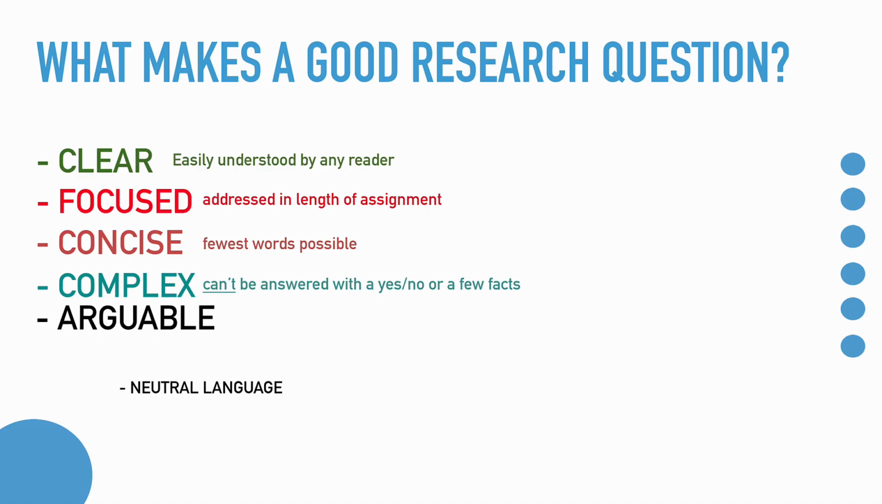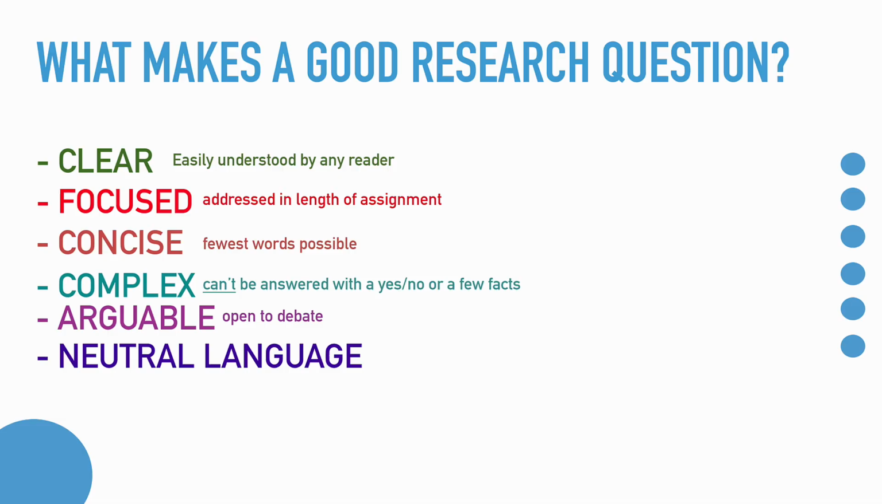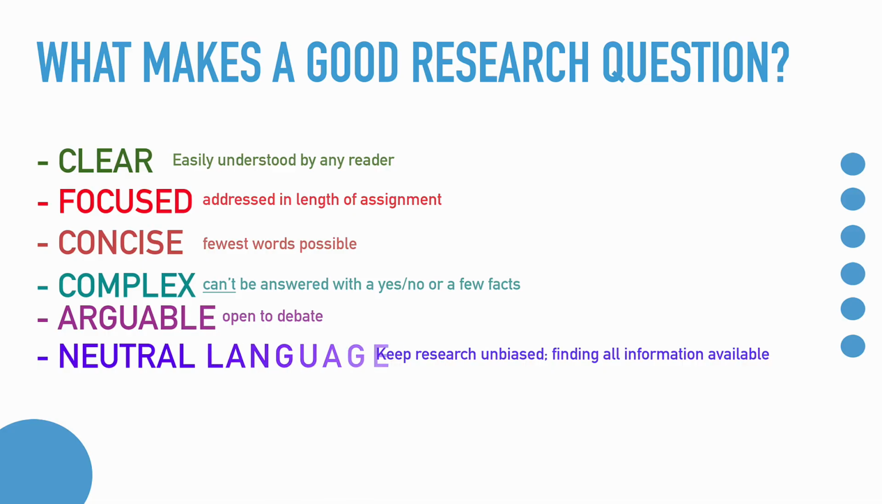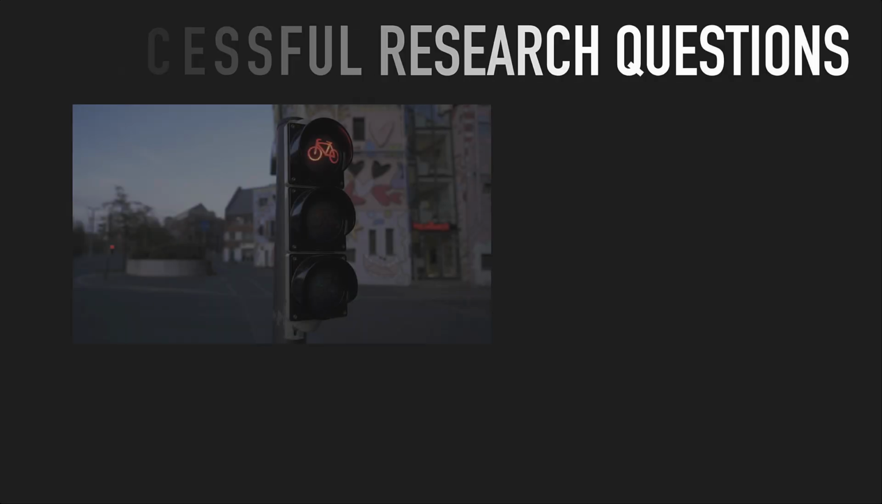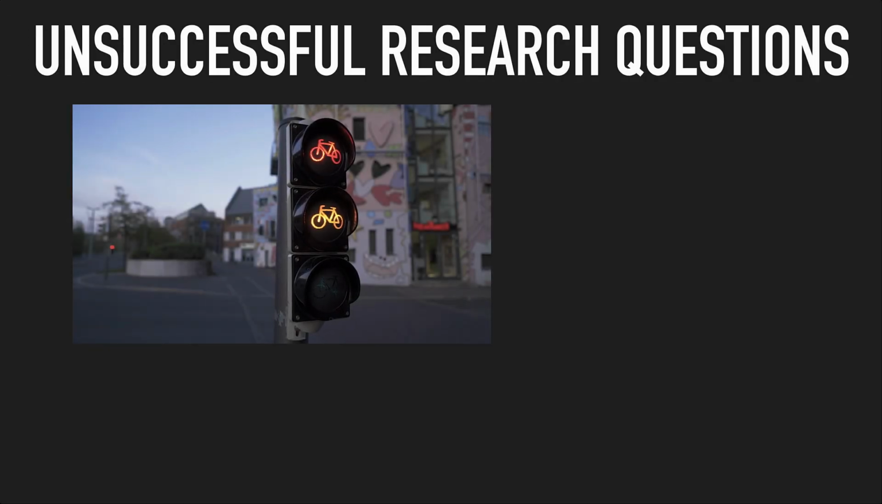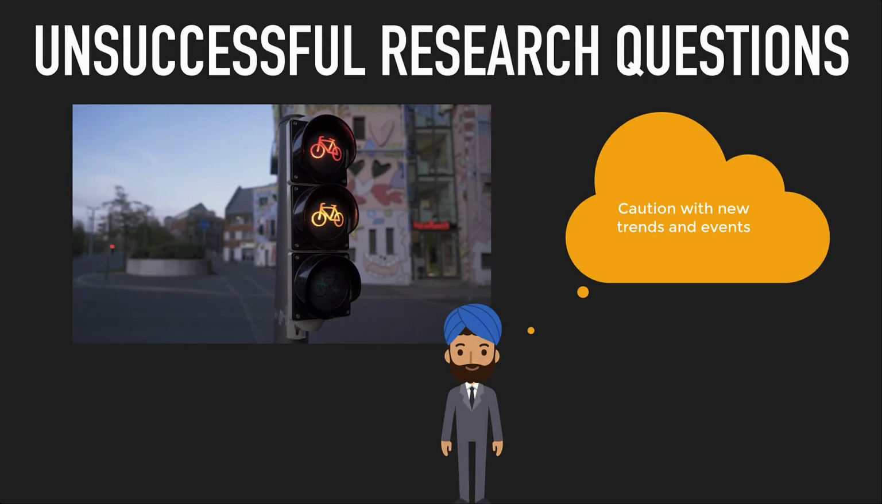When we keep our language neutral, we're helping to keep our research as unbiased as possible. This prevents us from only researching questions we believe will work rather than finding all of the information available to us. Now that we know what a good research question is, it's helpful to examine what an unsuccessful research question looks like.